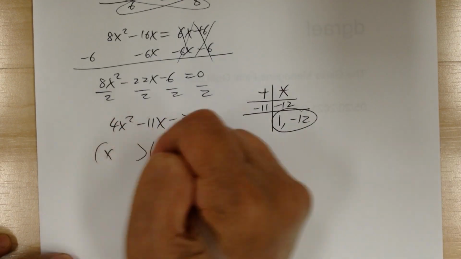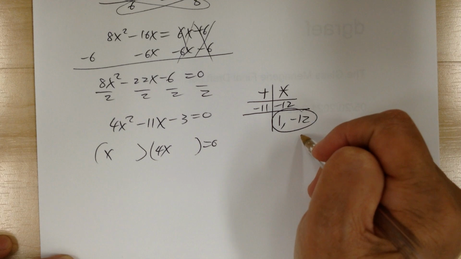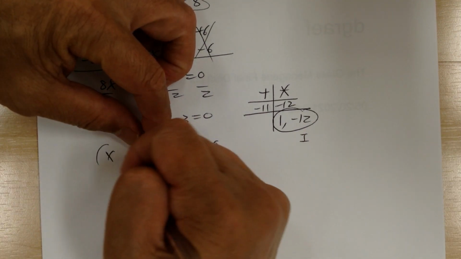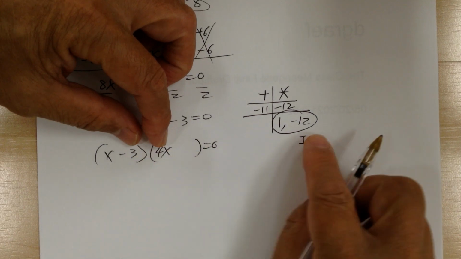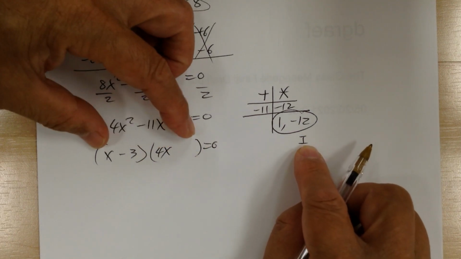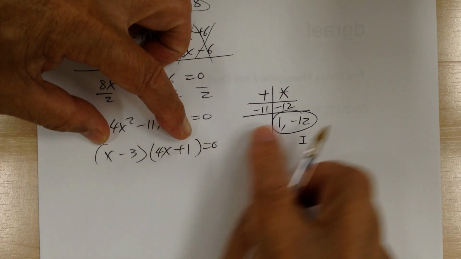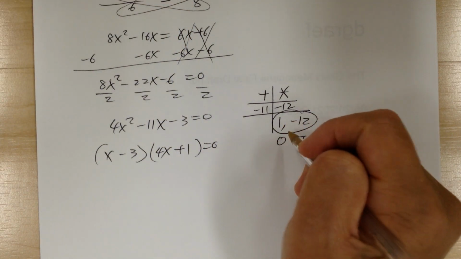Okay, so you start with x, 4x. So this would be the inside, right? So you have to multiply to get those numbers. So this would be minus 3. So 4 times negative 3 gives you a negative 12. That's the inside. You do the outside. So this would be plus 1. Right? So 1 times 1 gives you 1. So this is the outside.